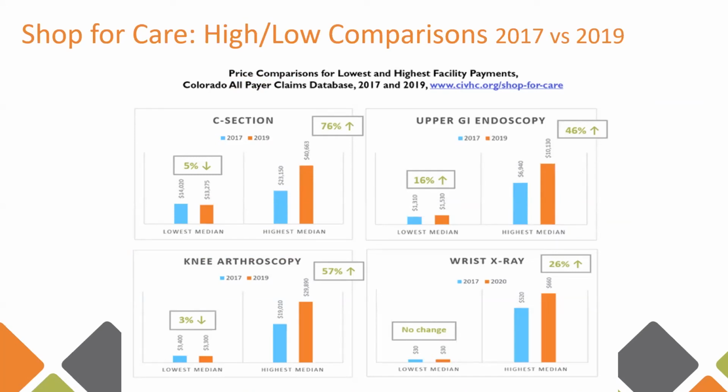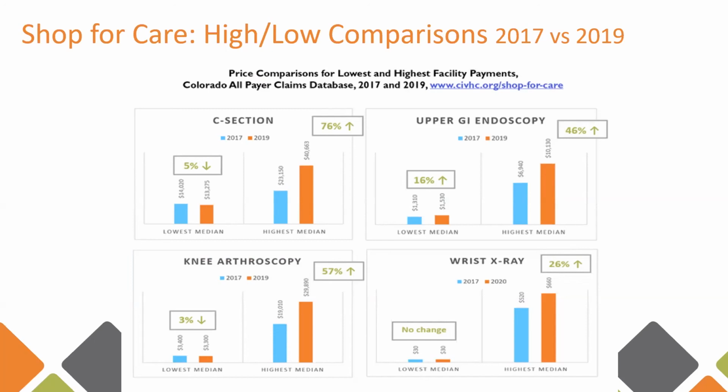And if you look at the lowest median for C-section in 2017, they were about the same. And actually the price seemed to go down 5%. But if you look at the highest typical price among the facilities, you can see that now the highest is much higher than it was in 2017. So the spread of prices increased instead of the opposite, which would be ideal.